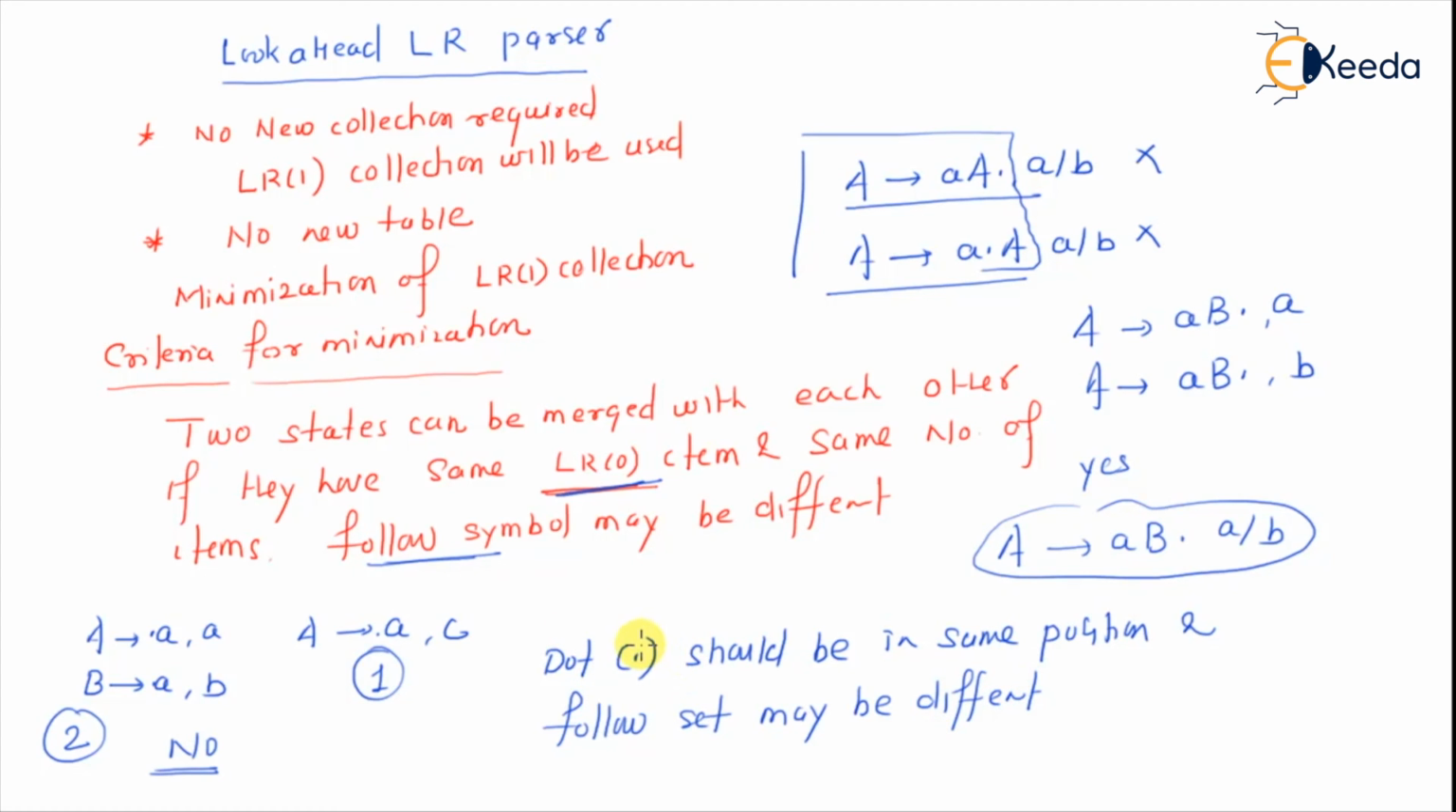So that is the criteria for LALR that we have to follow for the minimization. This is a theoretical aspect, and I guess it might not be very clear how to perform this minimization. So now we'll go with some practical examples and see the minimization.